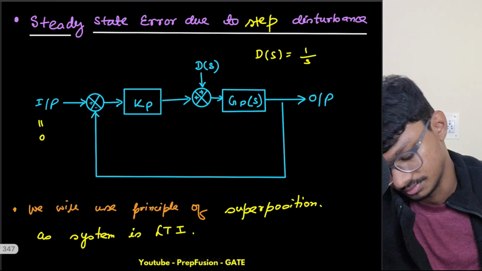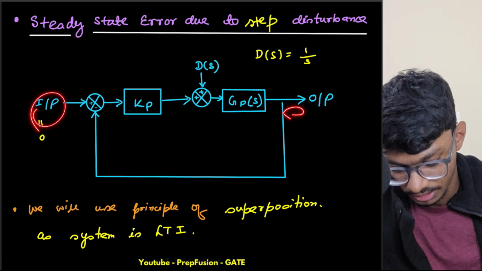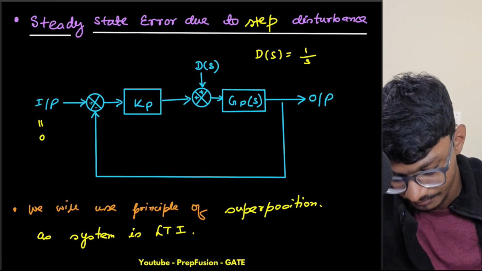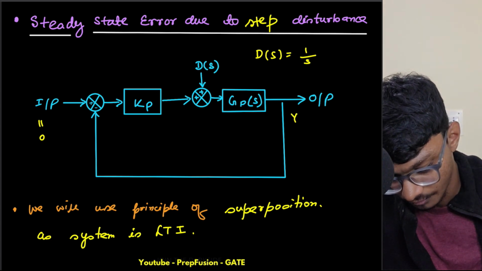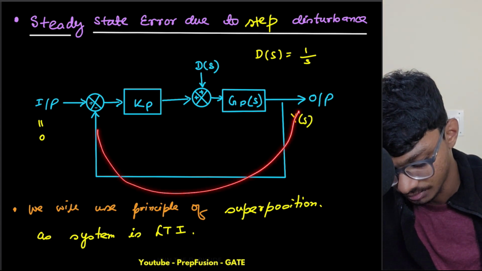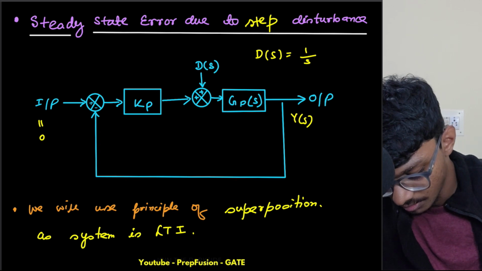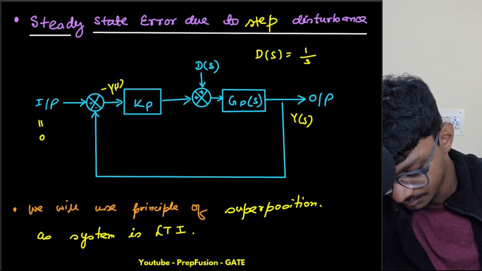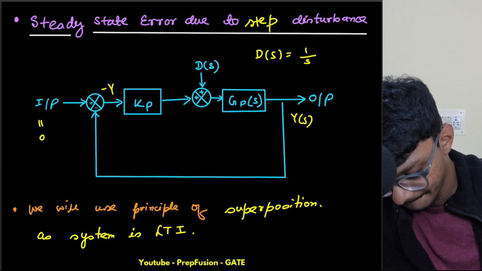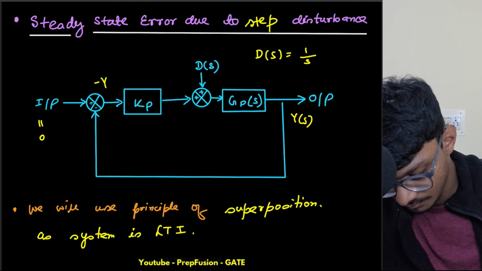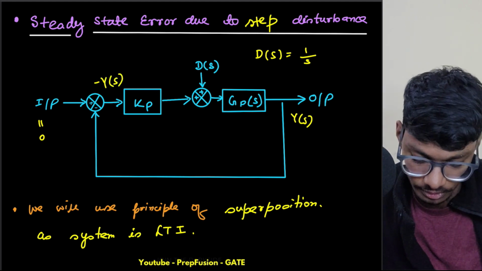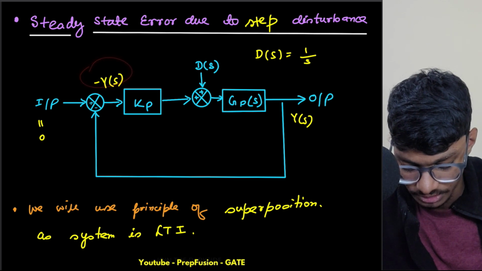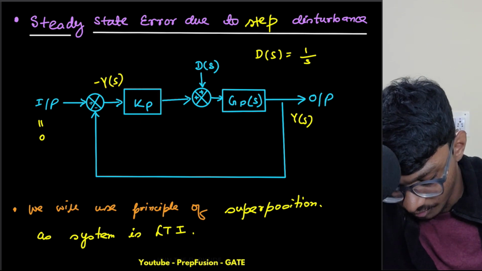Basically, this is 0 and this is my output. So let me name this as Y of S. My Y of S comes over here. This is 0. 0 minus Y of S is minus Y of S. So if this is minus Y of S, then this is minus KP Y of S.